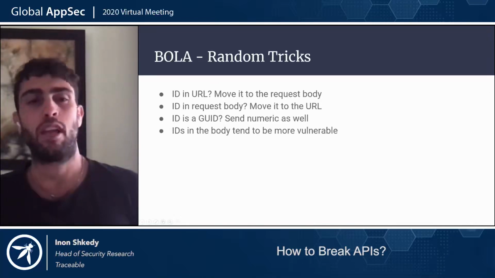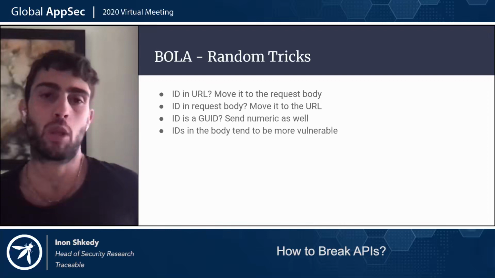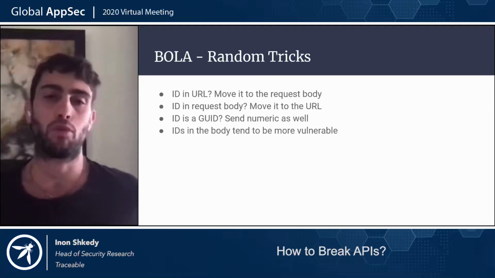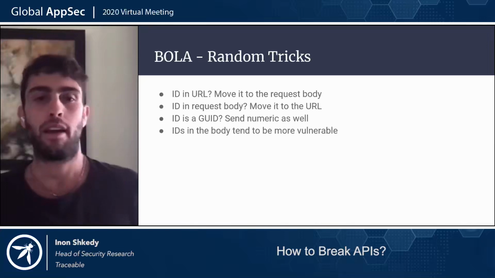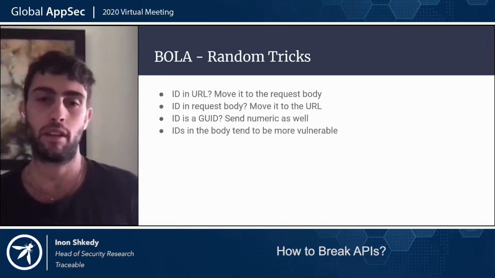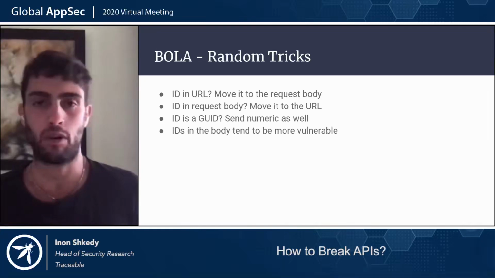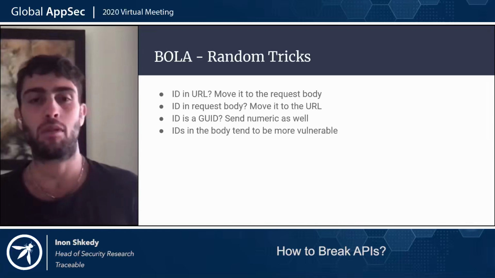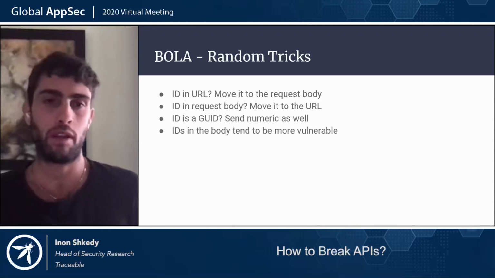Other random tricks: if you see an ID in the URL, try to move it to the request body. If you see an ID in the request body, try to move it to the URL. Sometimes it works. If you see a GUID, try to send a numeric value as well, like an integer. If you see a random long GUID, just try to send something like 5 or 6. Sometimes companies have support for both of them, and they implement different mechanisms to protect against BOLA for GUID and ID.